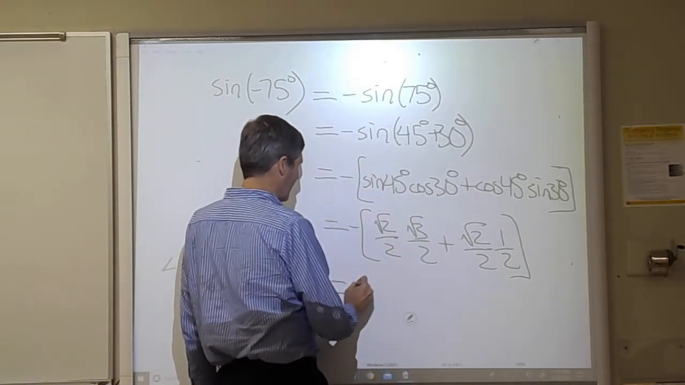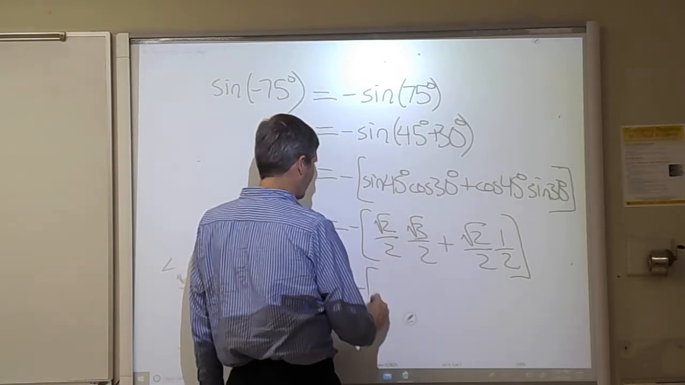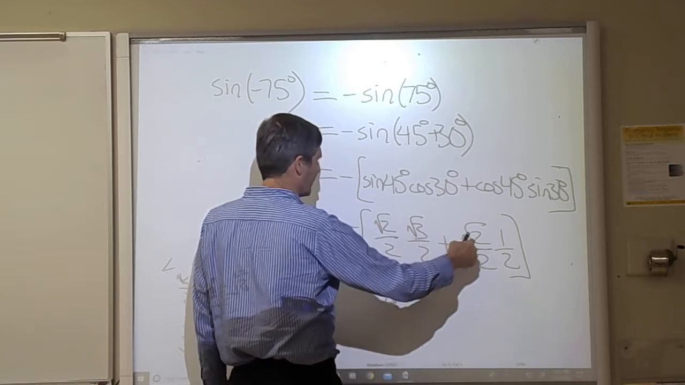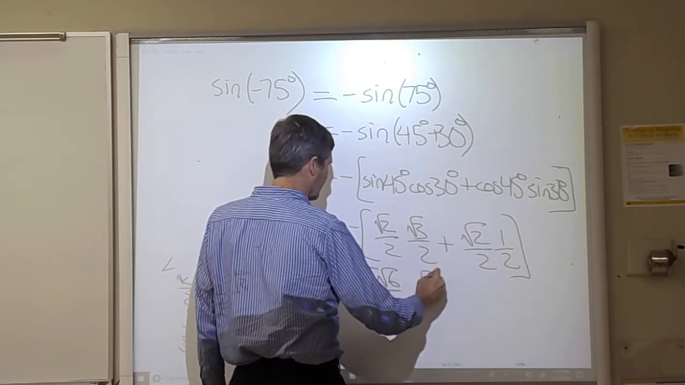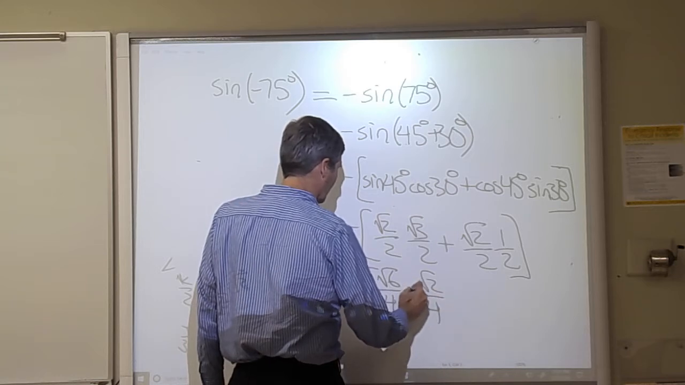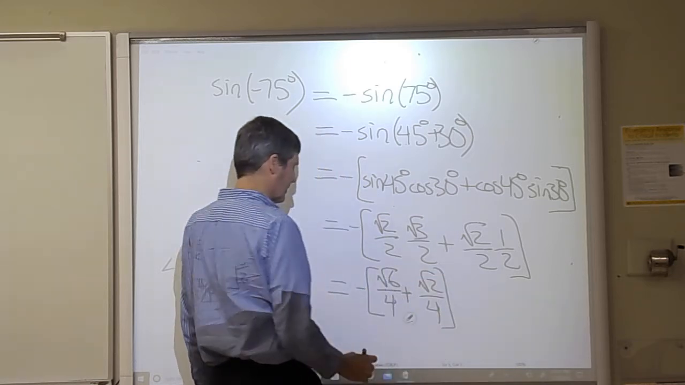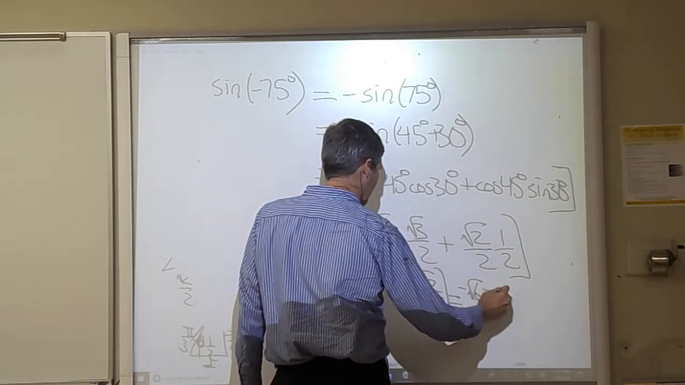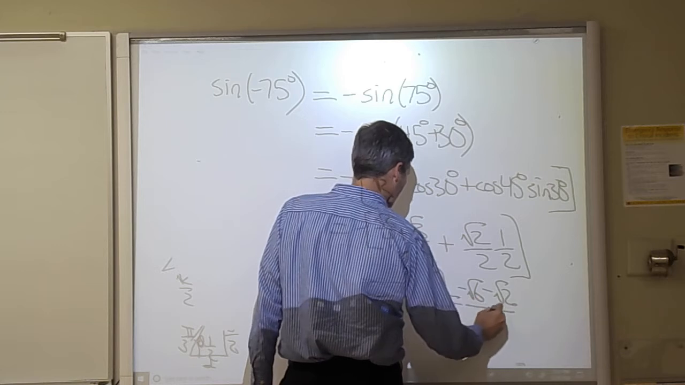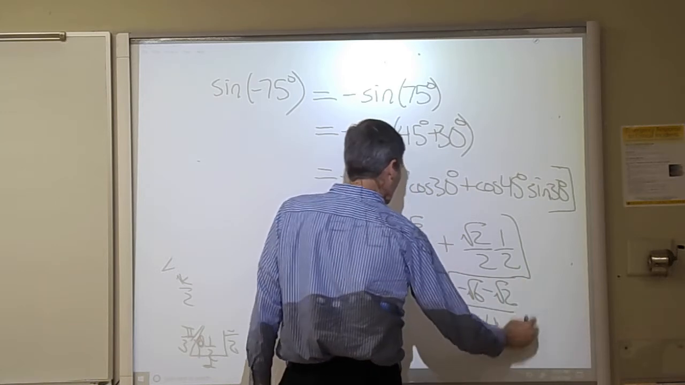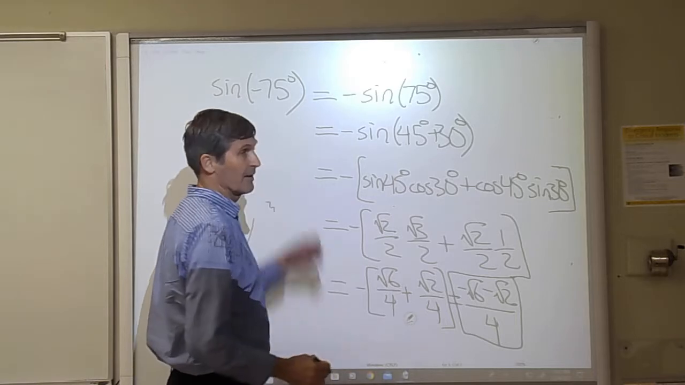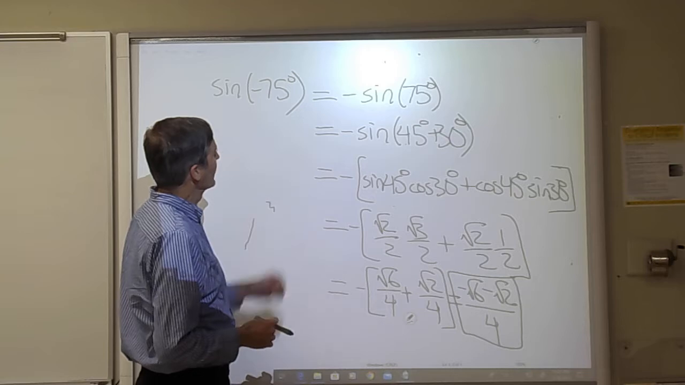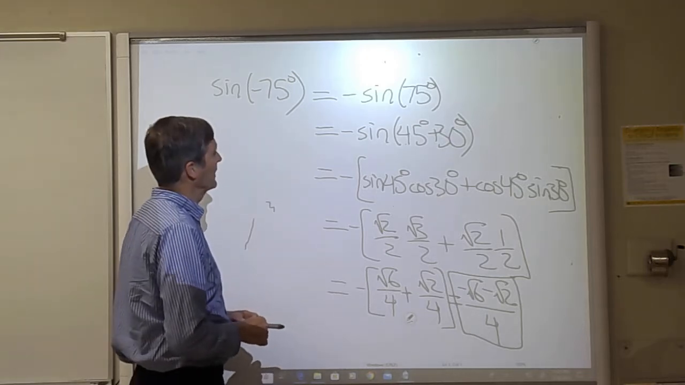Once again, these will have the same denominator. Square root 2 times square root 3 is square root 6, all over 4. And square root 2 times 1 is square root 2 all over 4. Same denominator. This comes out to be, distributing the minus, minus square root 6 minus square root 2 all over 4. There exactly is the sine of minus 75 degrees. Doable because 75 degrees is a multiple of 15.